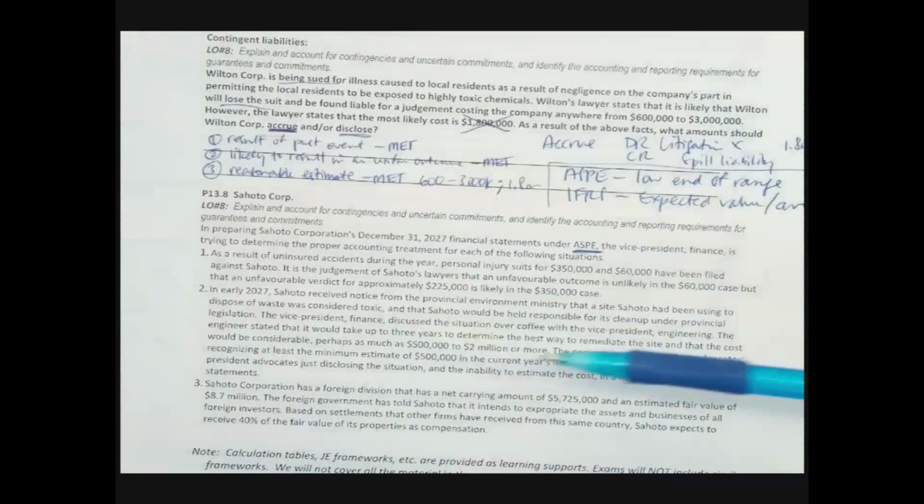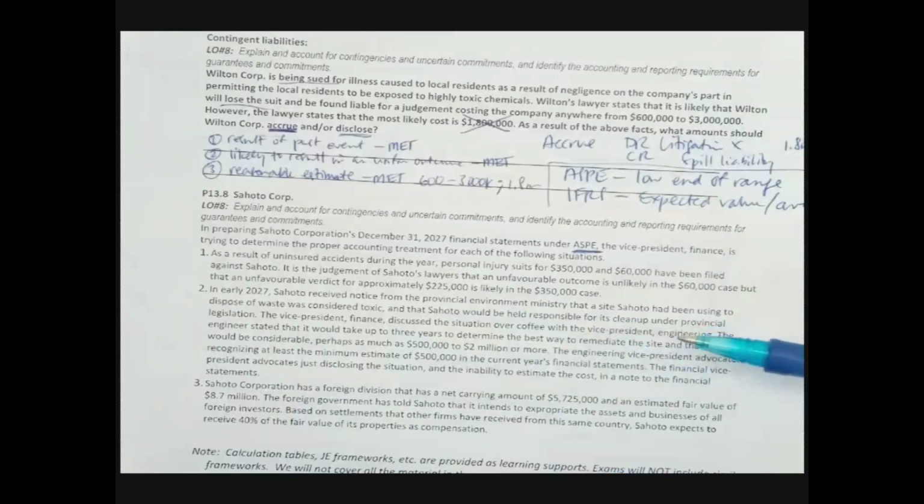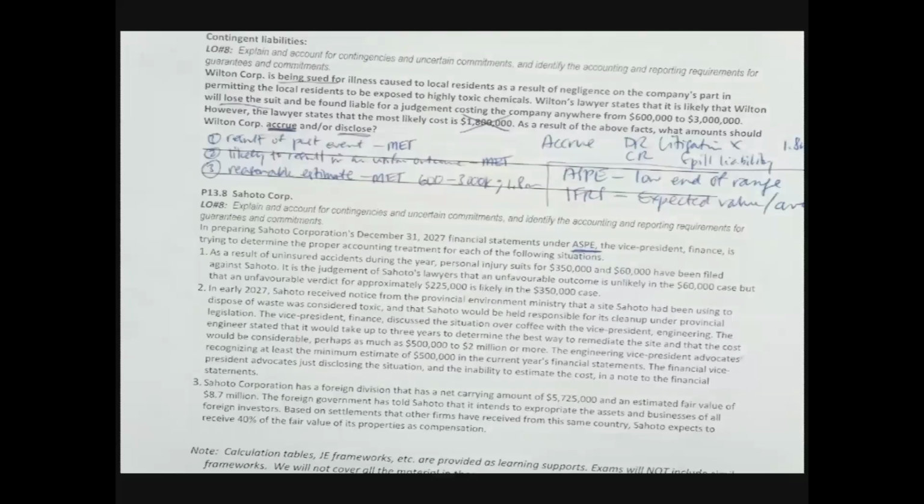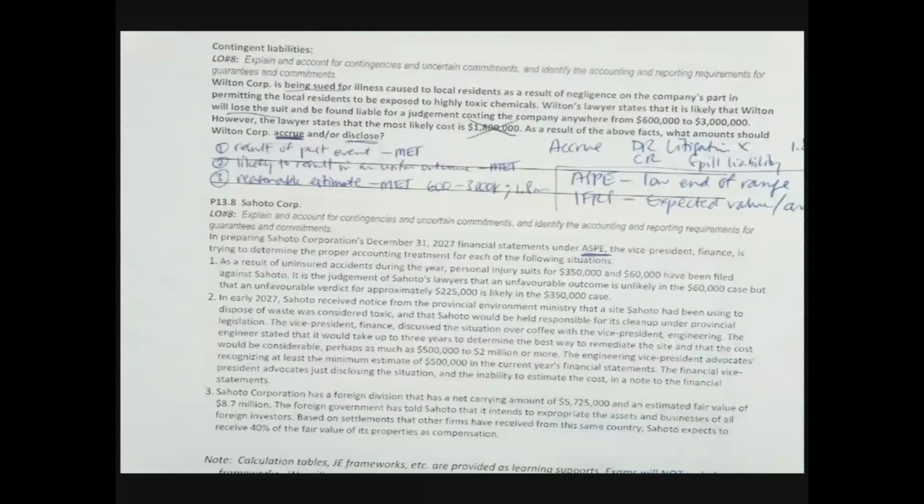So the VP Finance discussed the situation over coffee with the VP Engineering. The engineer says it's going to take up to 3 years to figure out how to remediate the site, and it's going to be expensive, maybe 500 to 2 million or even more. The engineering VP advocates recognizing at least the minimum estimate of 500. The financial VP says we should just disclose and say that we're not able to estimate the cost right now. So let's look at those three things.